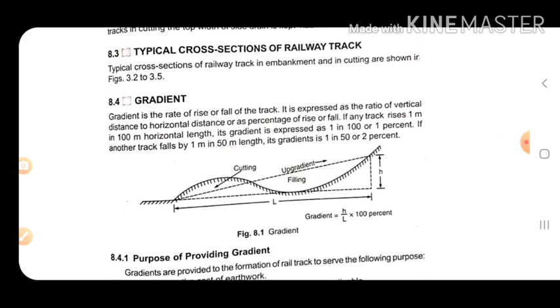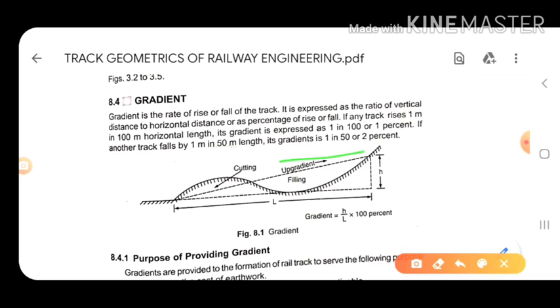Gradient is the rate of rise or fall of the track. It is expressed as the ratio of vertical distance to horizontal distance or as a percentage of rise or fall. If any track rises 1 meter in 100 meters of horizontal length, its gradient is expressed as 1 in 100. Very important.